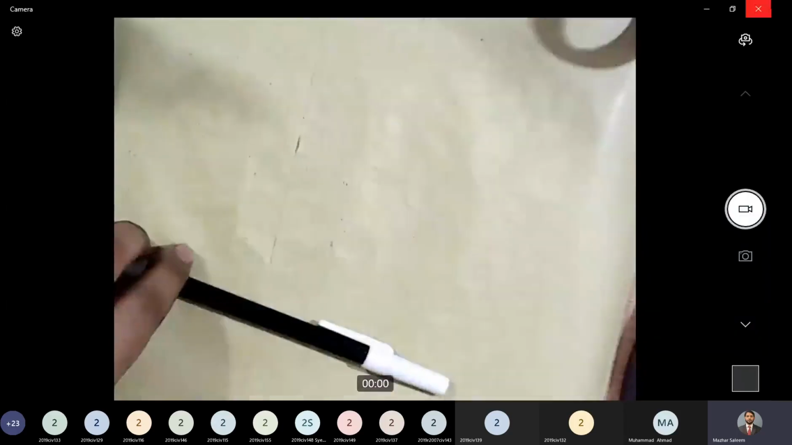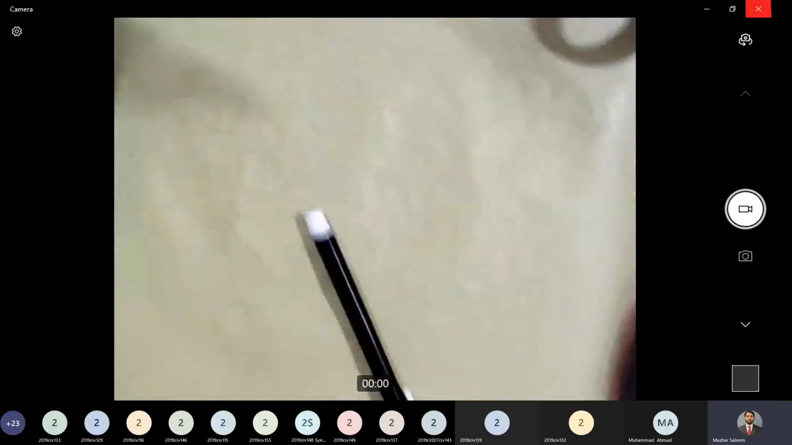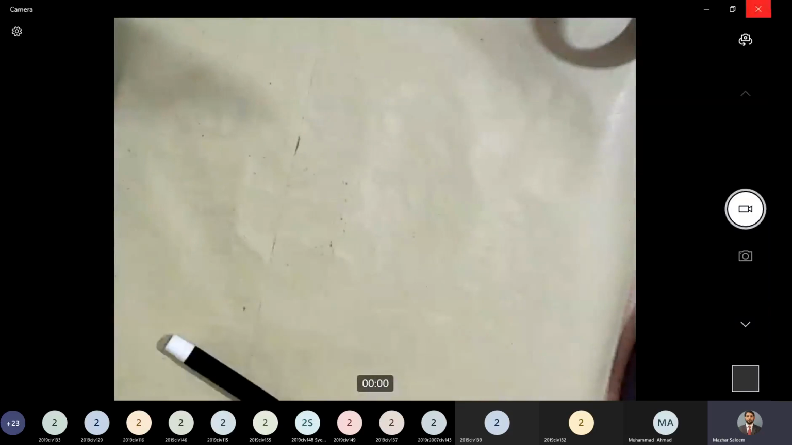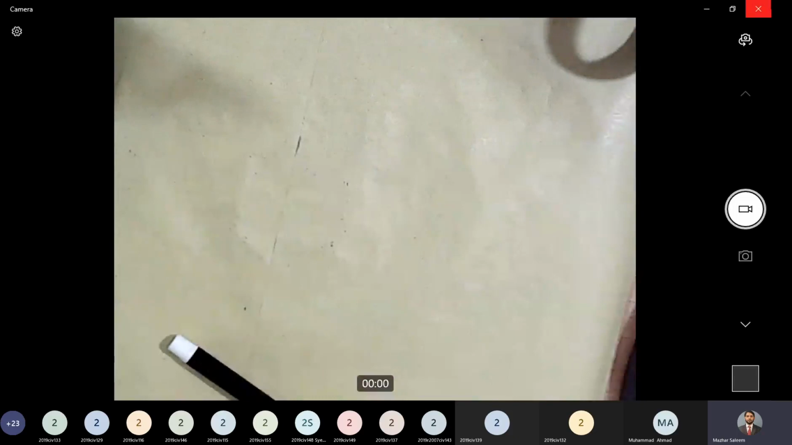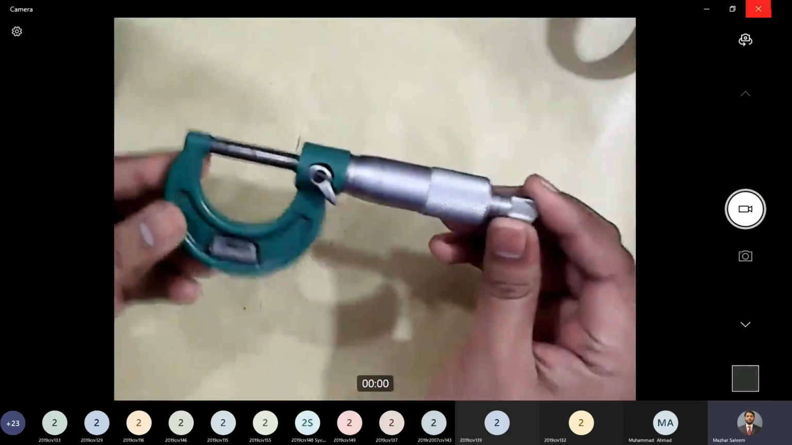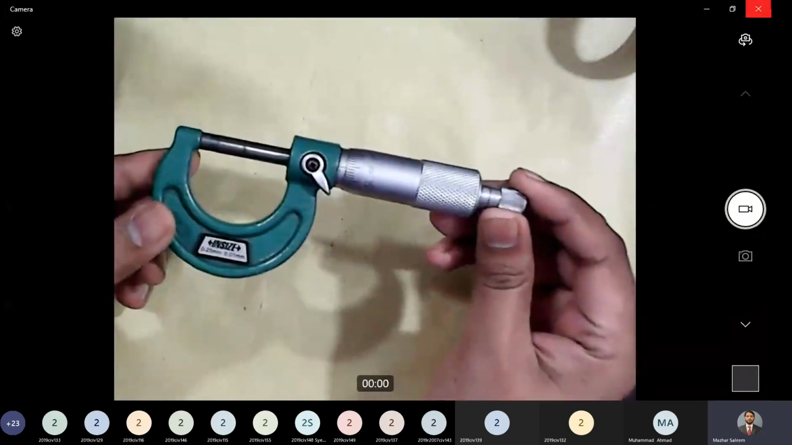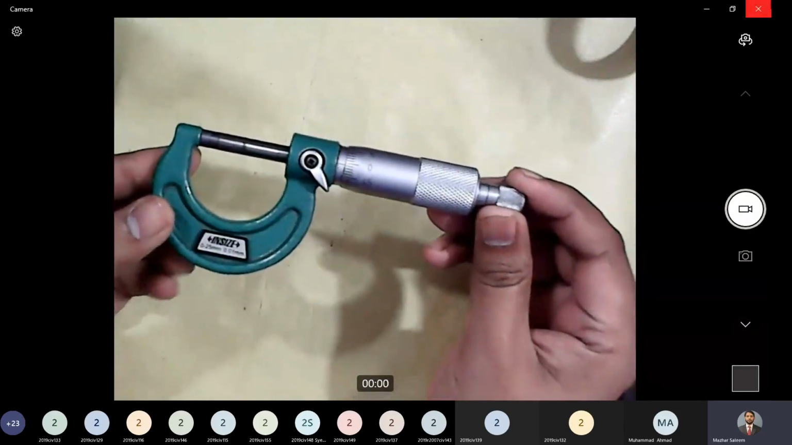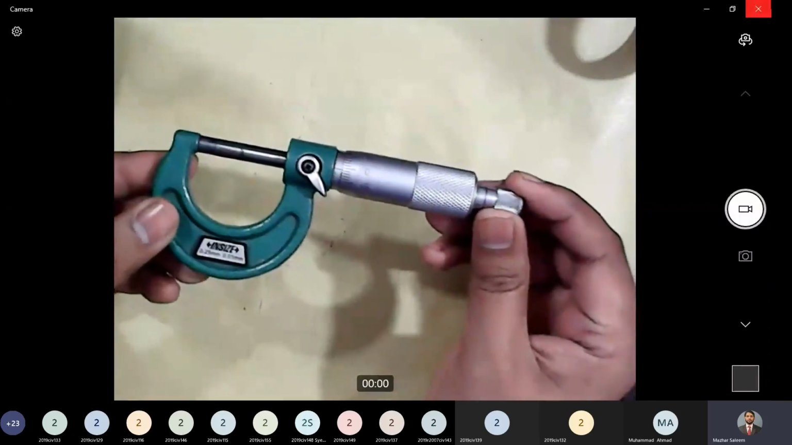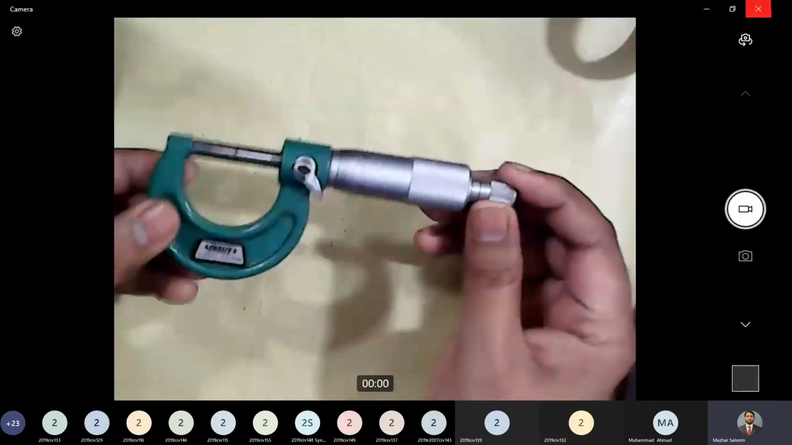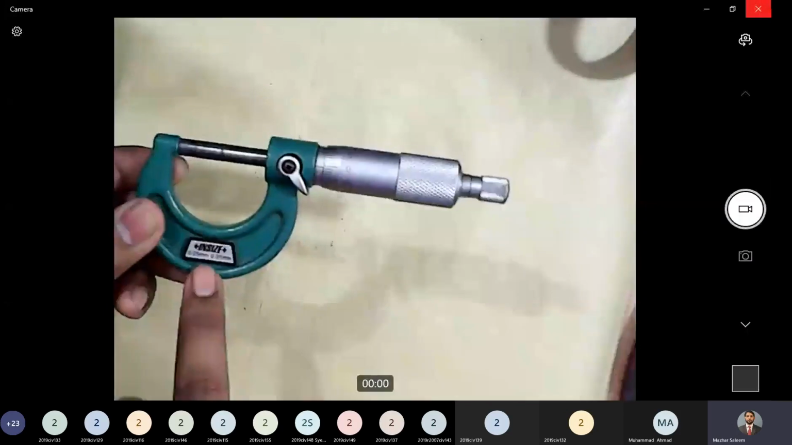All right, now let's move to the second one. The second instrument that we will be talking about is screw gauge. All right, so this instrument is known as screw gauge, and this instrument is used to measure length of any object or thickness or external diameter. The range of this instrument is from 0 to 25 millimeters. It is written here.